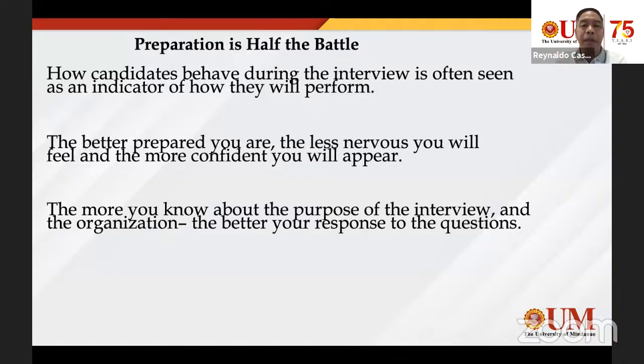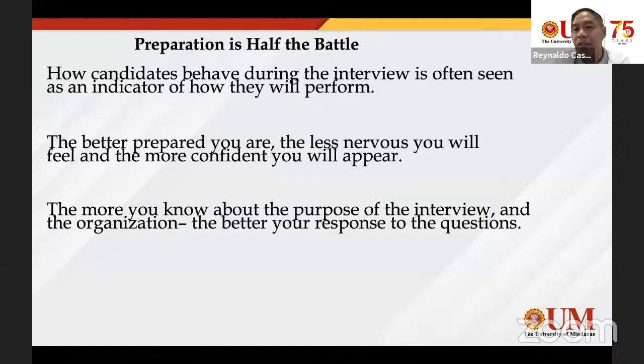And the better prepared you are, the less nervous you will feel and the more confident you will appear. Because there's also an impression that if you're not spontaneous in your answer, if you stammer and answer poorly, you are not ready for the job. You are not ready because you have not prepared for it. Why is it that you are not spontaneous?